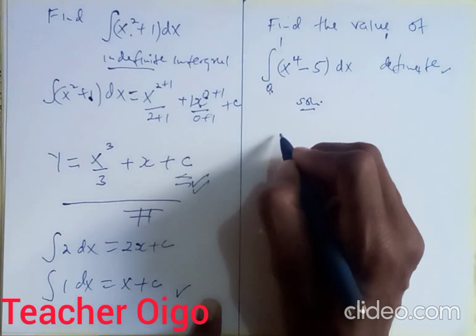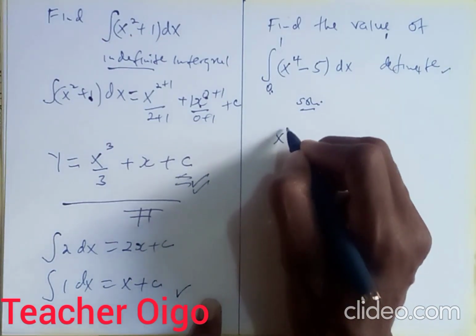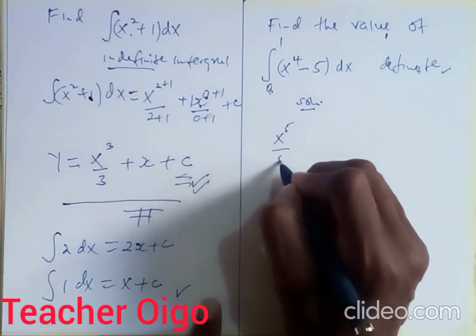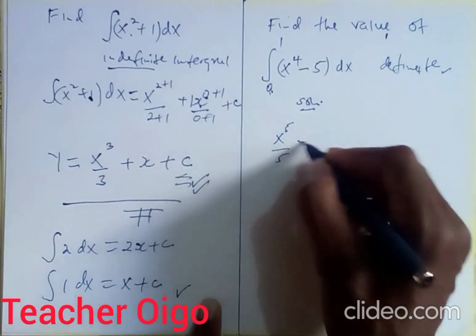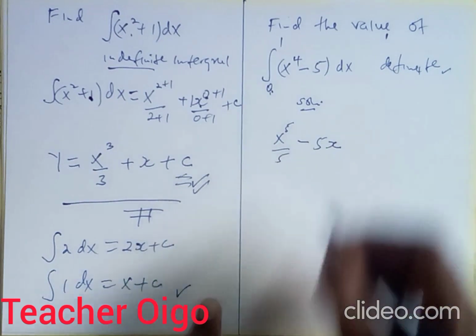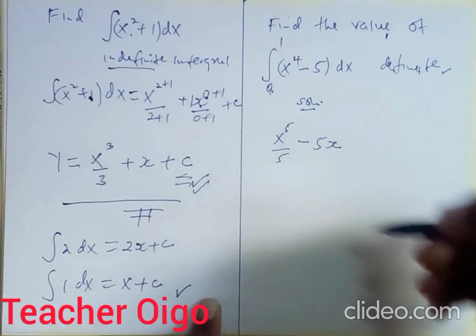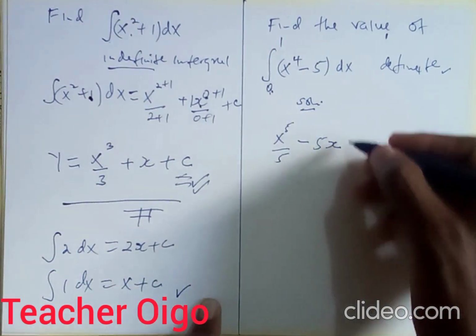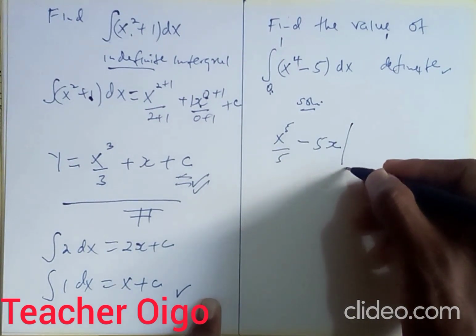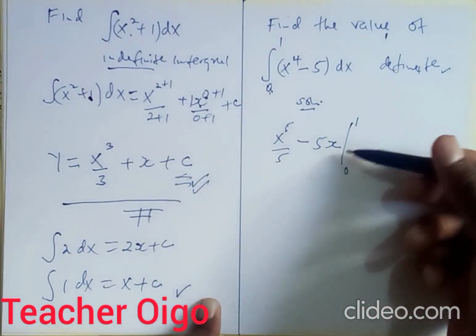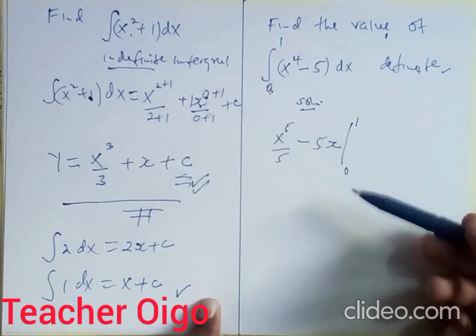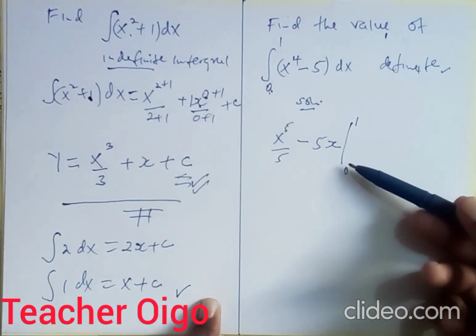Then we are going to have x raised to 5 divided by 5. Remember, we said we add 1 and then we divide, minus 5x. That is what you're going to have, but you're not going to introduce a c, but we say from 0 to 1. I'm not introducing c because in the process of calculation, that c is going to cancel out.